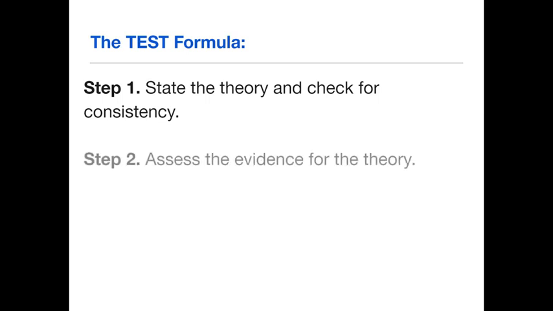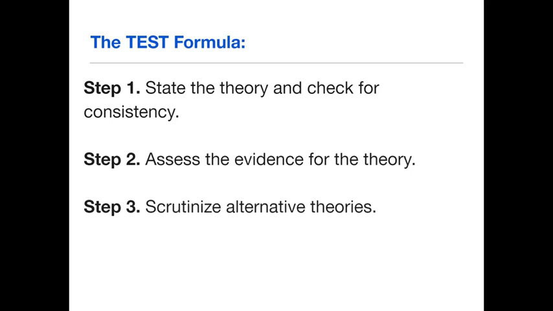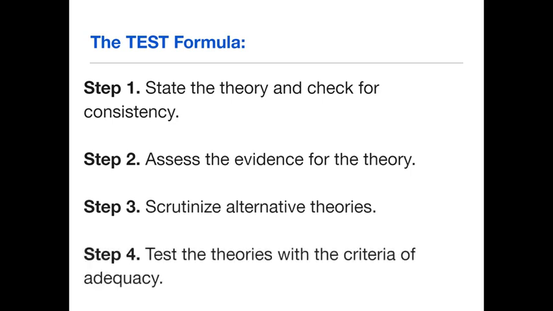They fail step 1. Step 2, assess the evidence for the theory, right? What is the evidence for the claim or hypothesis? Step 3, what are alternative theories? And then step 4, how do these theories stack up with respect to the criteria of adequacy? Now, again, while not foolproof, the test formula does give us a good way to separate good theories from bad ones. Is it foolproof? No. But I do think that it's a good set of tools that we can use to not be taken in by conspiracy theories and other illegitimate claims, right?